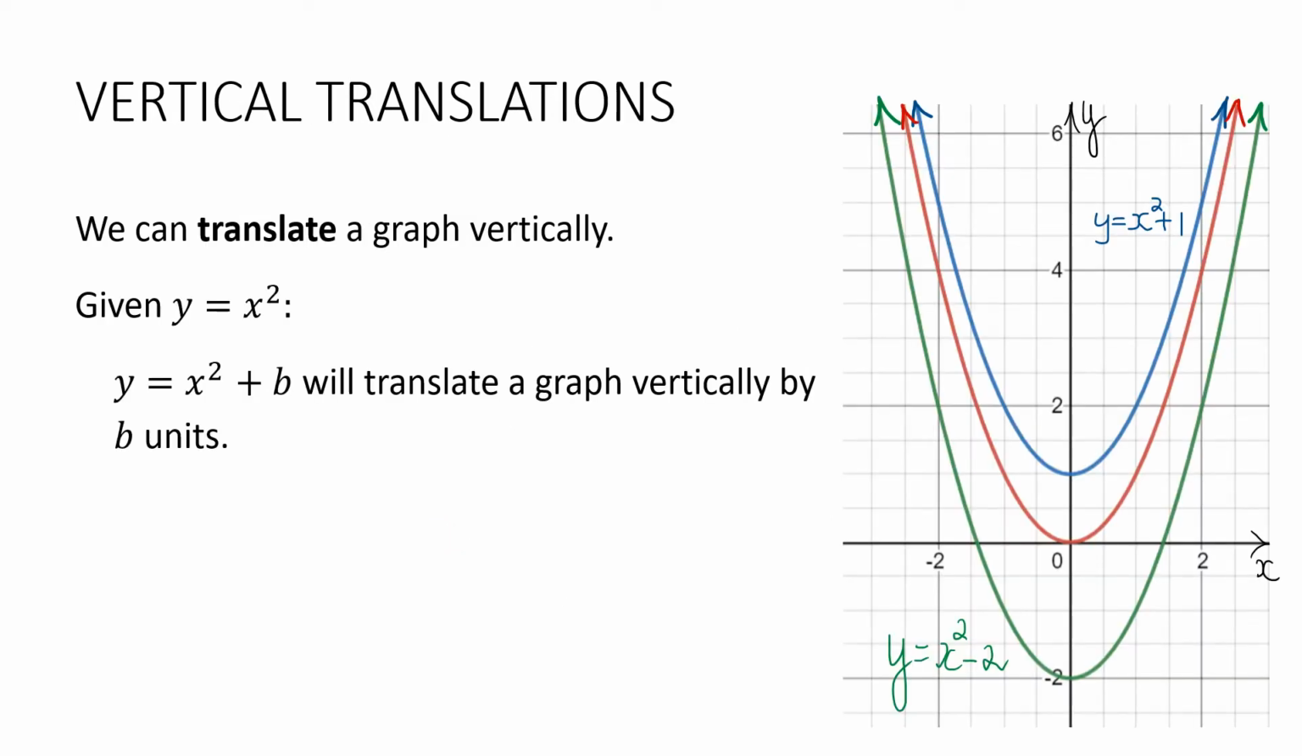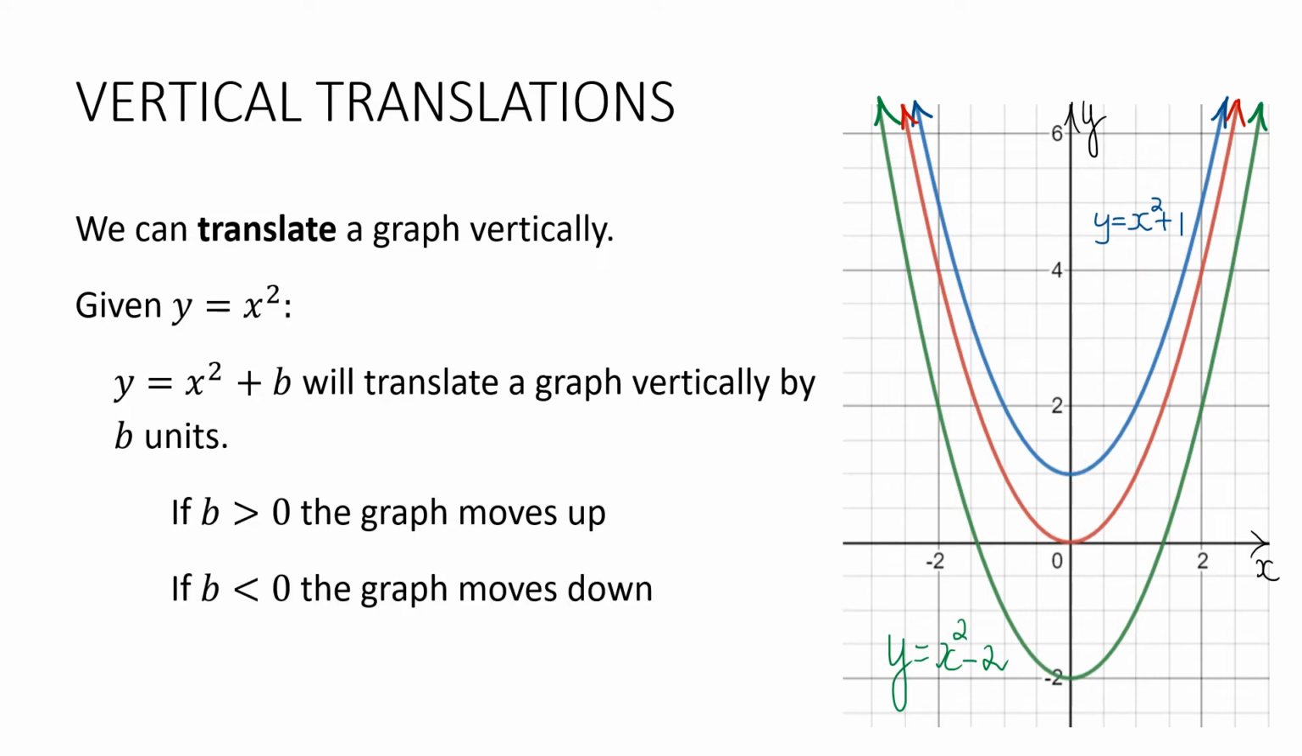So let's look firstly at vertical translations. All we do is take our normal graph y equals x squared and add a number on the end. Now, if this number on the end is positive, then the graph will move up, like this one, y equals x squared plus 1.